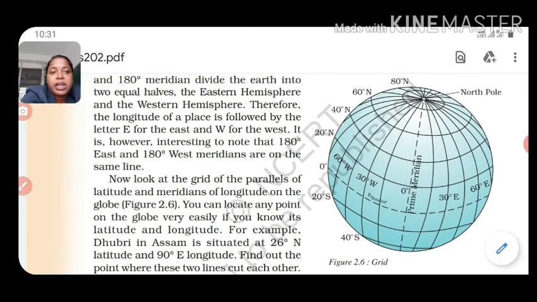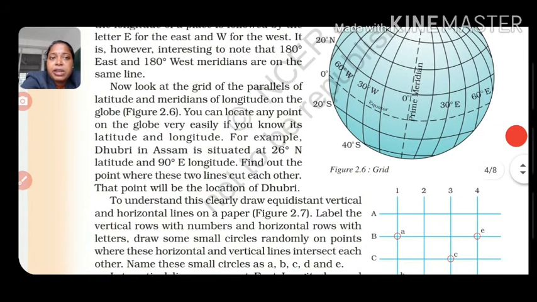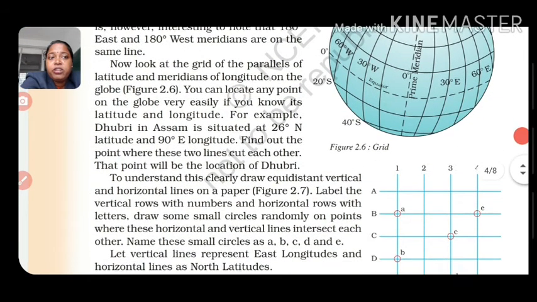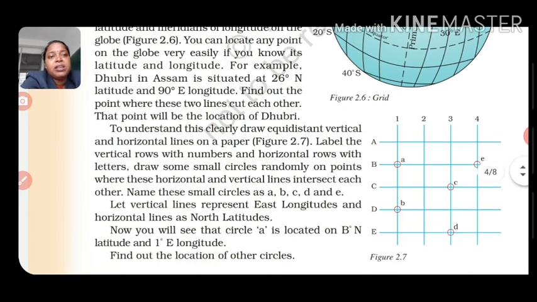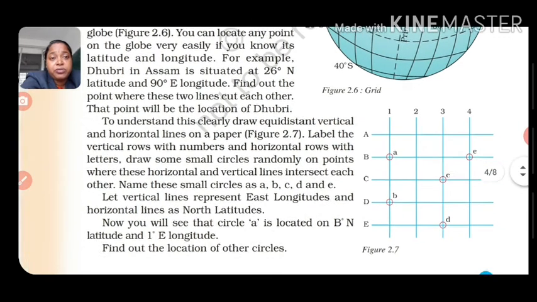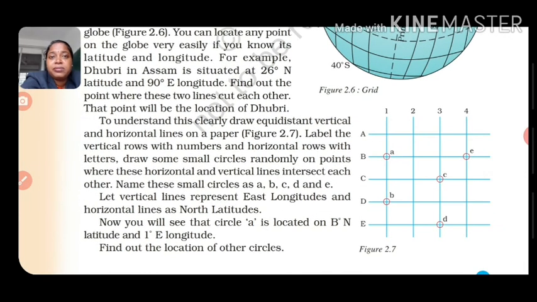Okay, now look at the grid of the parallels of latitudes and meridians of longitudes on figure 2.6, as we had already discussed here. So you can locate any point on the globe very easily by using what? By using the latitude and longitude, and you will get the exact location of a particular area if you have the knowledge of latitude and longitude. Okay, so in mobiles also nowadays we use what? GPS, right? How are we calculating those GPS? Through the latitude and longitude only.